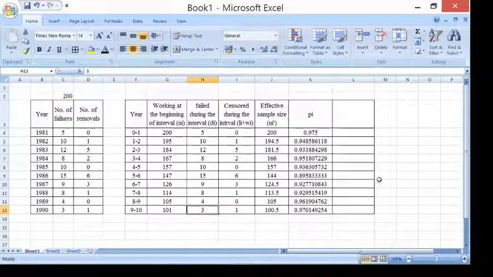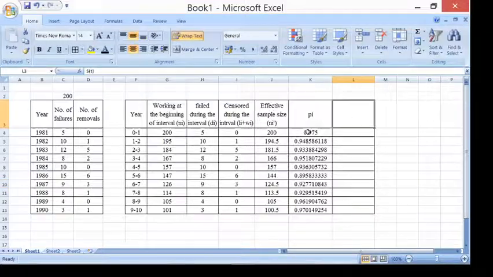Now these are the conditional probabilities. So 0.9277 doesn't mean that this is the probability that you will be alive at time point 7. This is just a conditional probability. This is the probability that you will be alive at time point 7 given that you were alive at time point 6. So it is not the unconditional probability of being alive at time point 7.